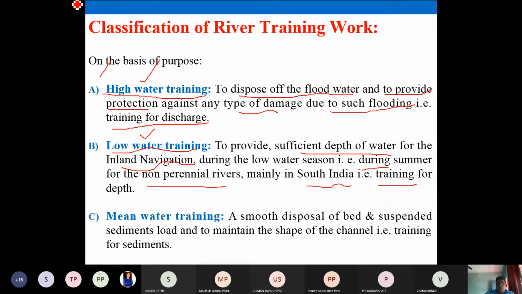And the third category of river training work is the mean water training. So what do you mean by the mean water training? It is the smooth disposal of the bed and suspended sediment loads, and maintaining the shape of the channel, that means the training of the sediment. Especially this classification is made to control the sediment, to prevent it, and to extract the sediment from the river water.